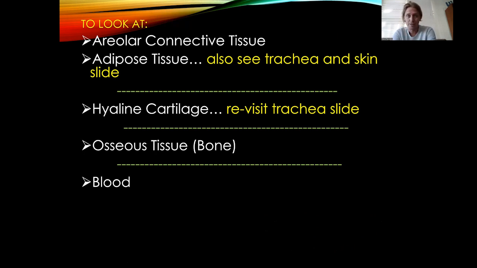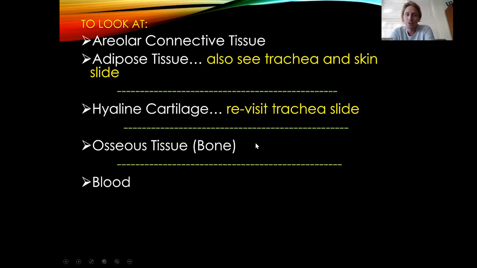So these are the slides that you're going to look at. Areolar connective tissue is its own slide. The adipose tissue, I have slides for them, but I don't like them very much. I don't think they're very good. So I actually suggest going back to the human scalp slide that you looked at for stratified squamous to see adipose. That is going to be at the lowest layer of tissue. That's in your hypodermis. Your hypodermis is made up of adipose tissue.